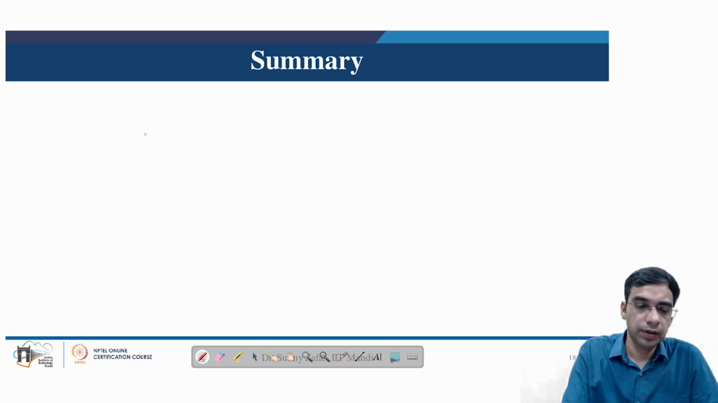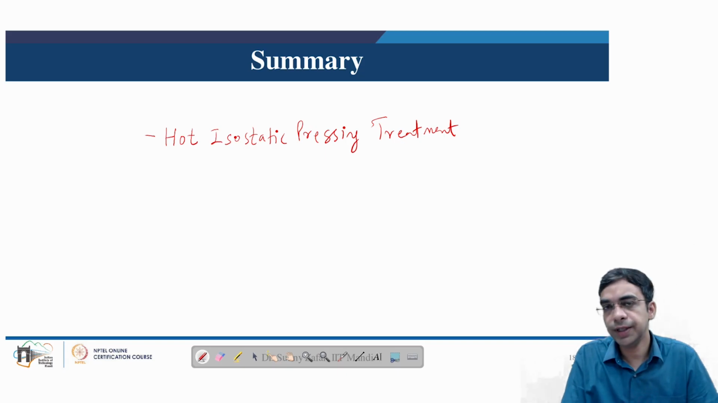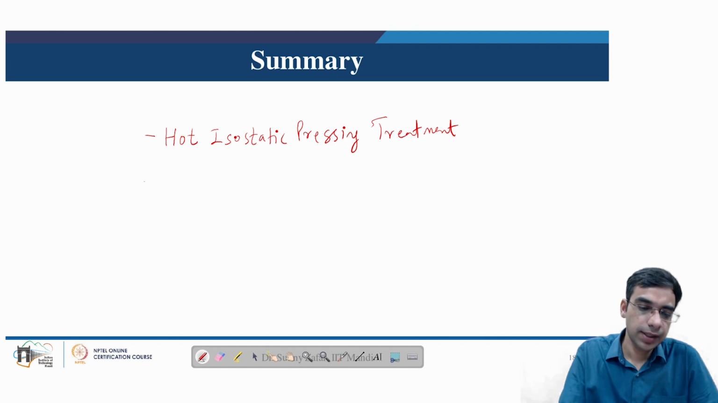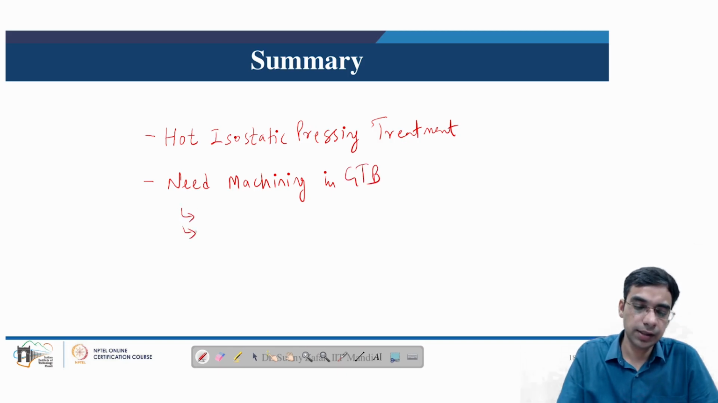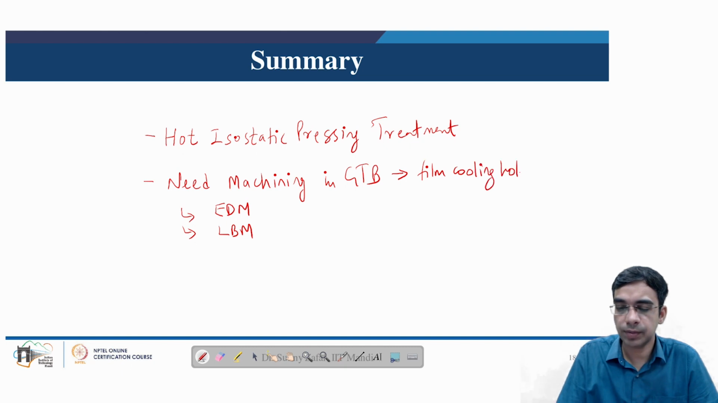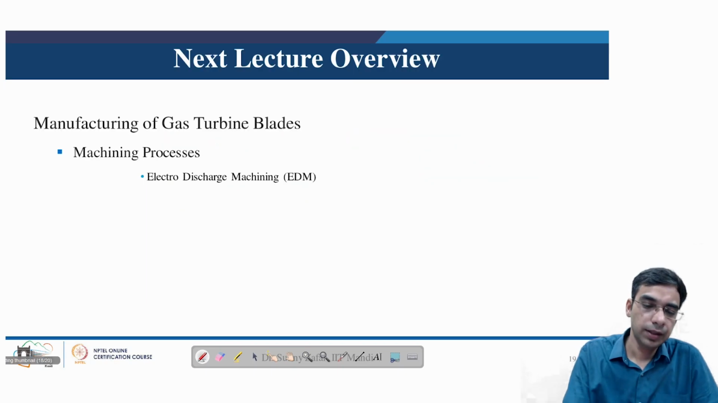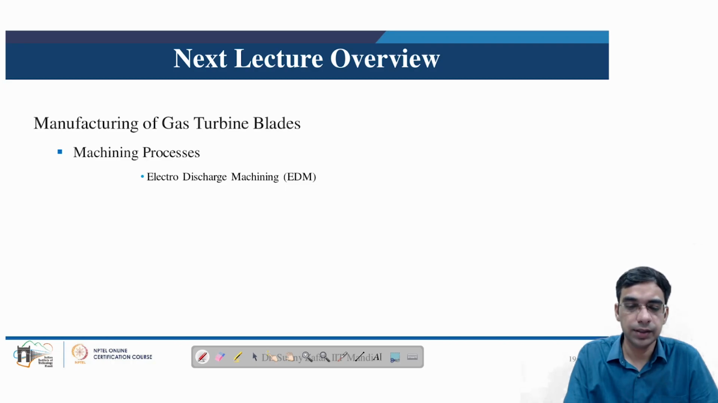We will now summarize what we have covered in today's lesson. In today's lesson we have summarized the hot isostatic pressing treatment, which is used to rejuvenate and repair the microstructure of the cast gas turbine blades. Then we have understood the need of machining in gas turbine blades. We have looked at which processes are there. Primarily we will be dealing with electric discharge machining and laser beam machining. And in the need we have discussed the development of film cooling holes. Machining process is essential for the gas turbine blade. So in the next lecture we will cover the details about electric discharge machining. Thank you.